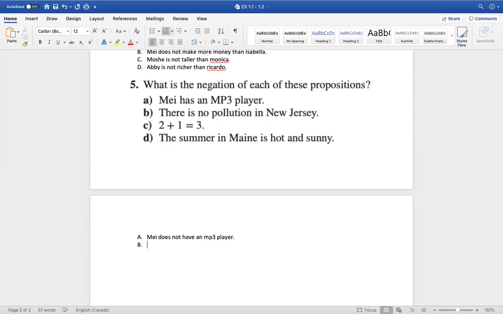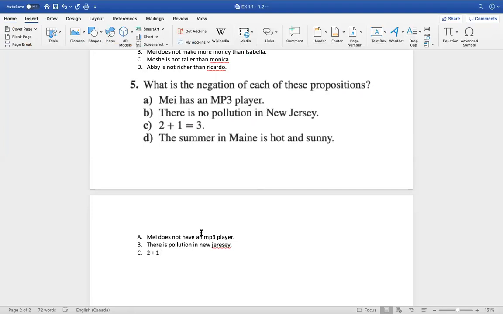The next is there is no pollution in New Jersey. So we can say there is pollution in New Jersey, because the negation of a negation is actually true. Next, 2 plus 1 equals 3. This one we can express as 2 plus 1 is not equal to 3. You can just put the not-equal sign here, so this will be the negation for this statement.